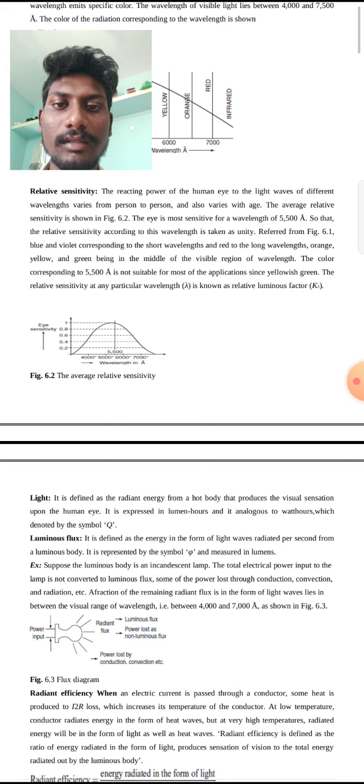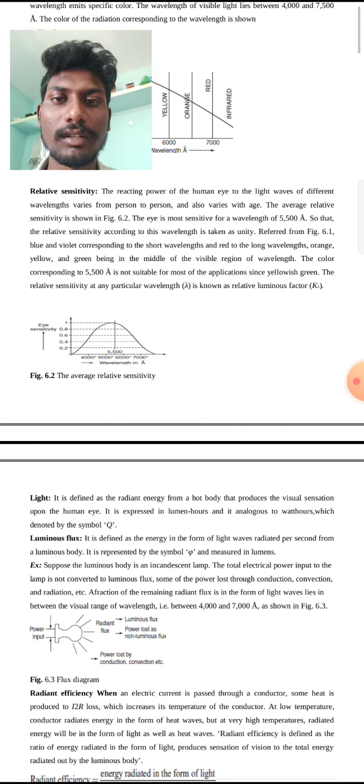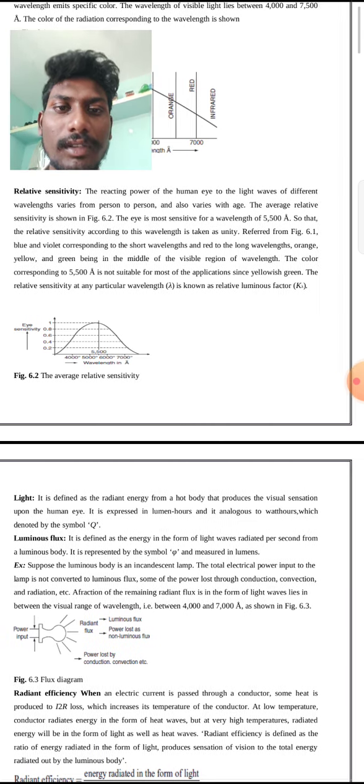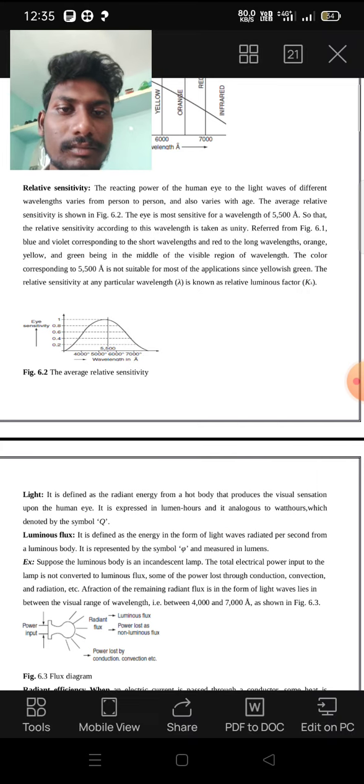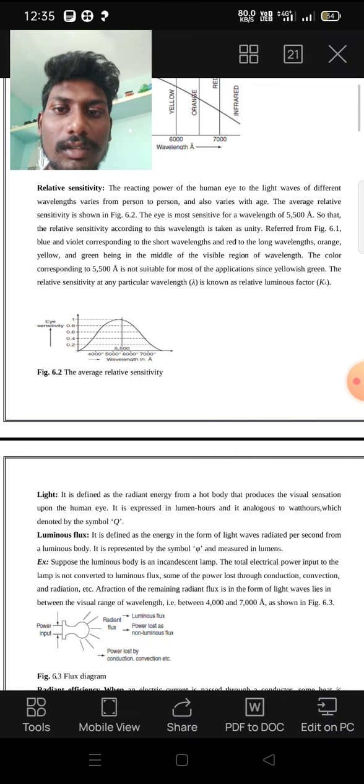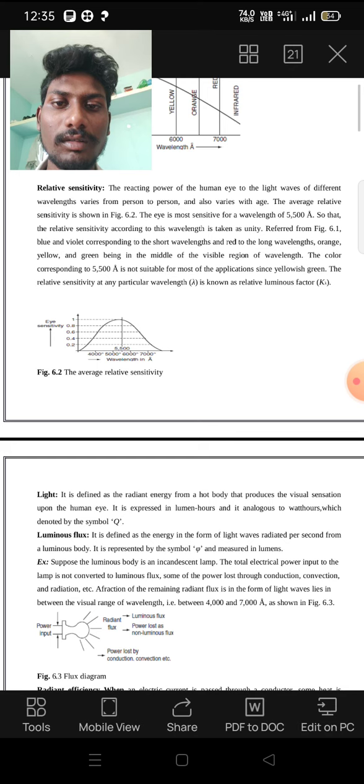The eye is most sensitive to a wavelength of 5500 angstroms, so the relative sensitivity at this wavelength is taken as unity.